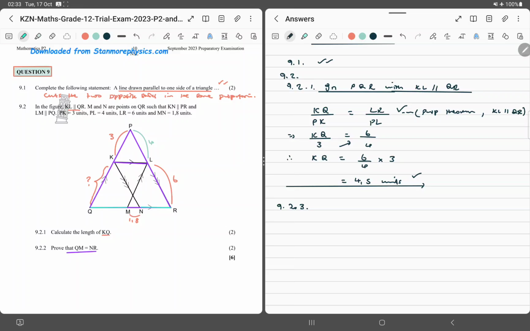So if we look at this triangle PQR in terms of LM parallel to PQ, in triangle PQR with LM parallel to PR, for example, let's just say PQ.